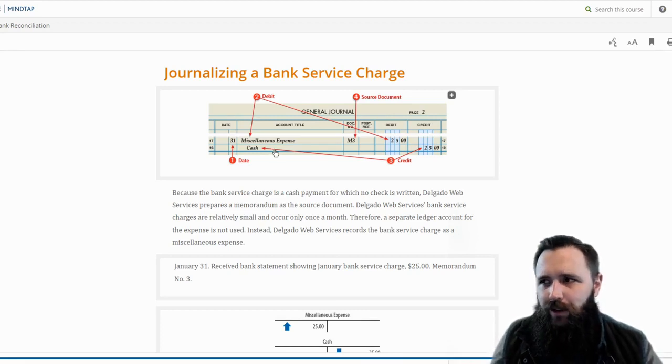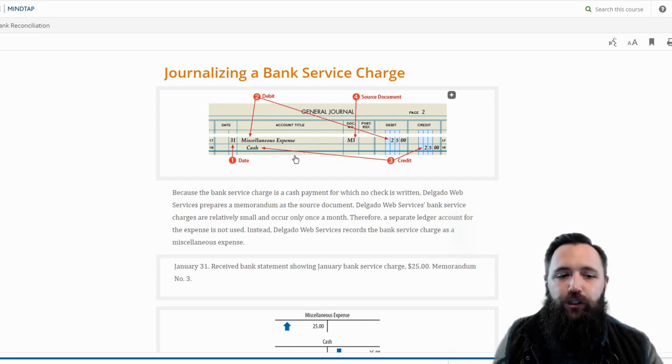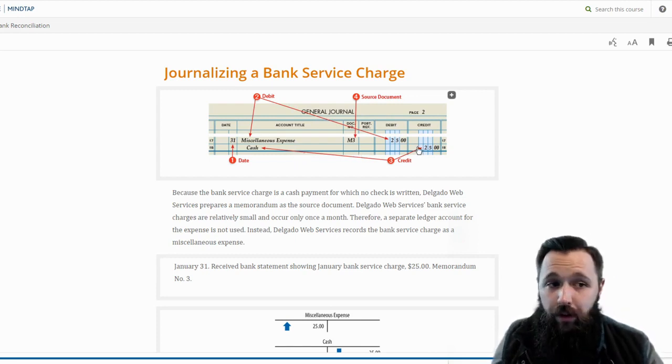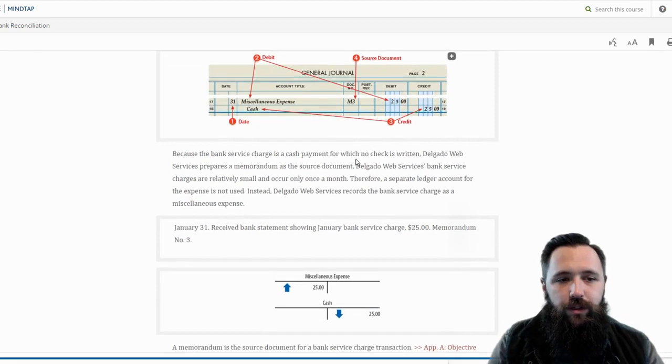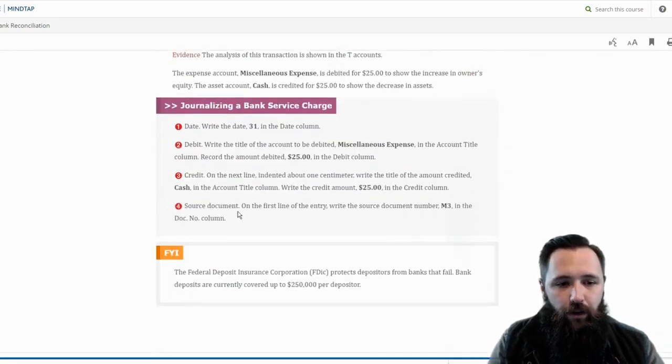And you might be looking at it going, well, we didn't pay cash for it technically. It came out of our bank account. But remember, anytime we're referring to what's in our bank account, we're always saying cash. So you have cash here. It's going to be credited because it's going to go down. And then what's the source document? M3, and that's going to be our memo number 3.